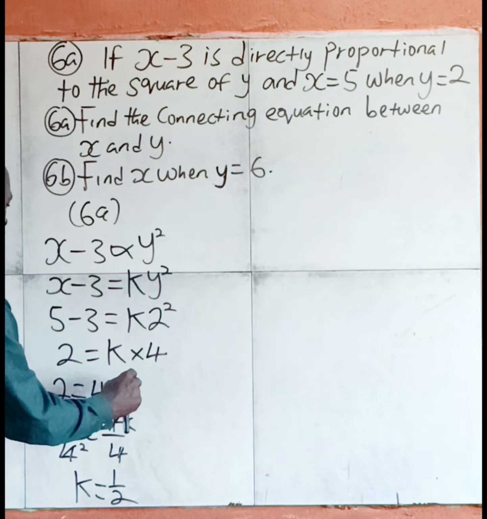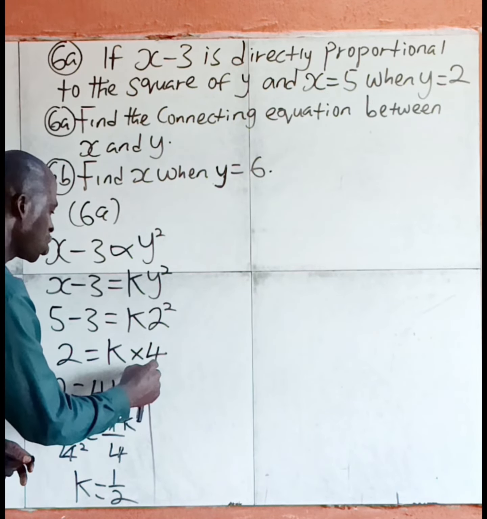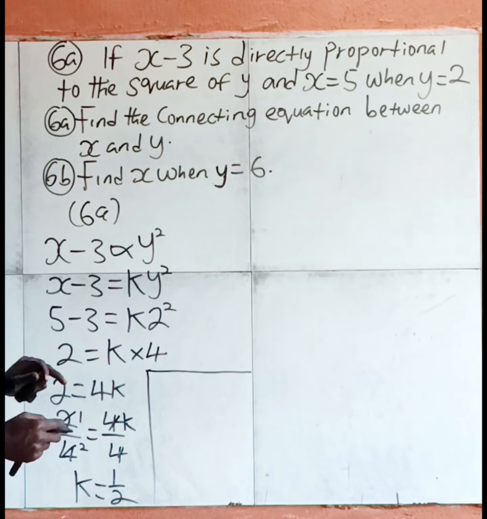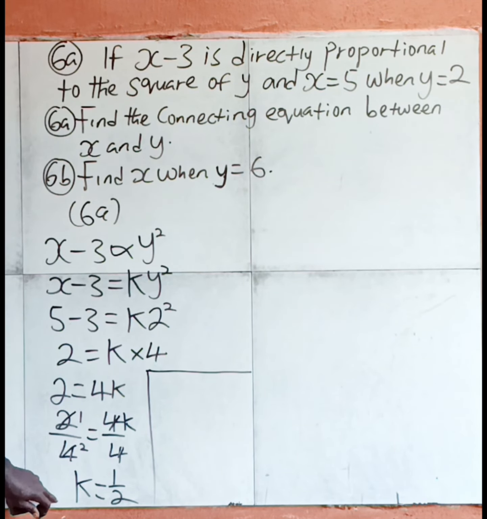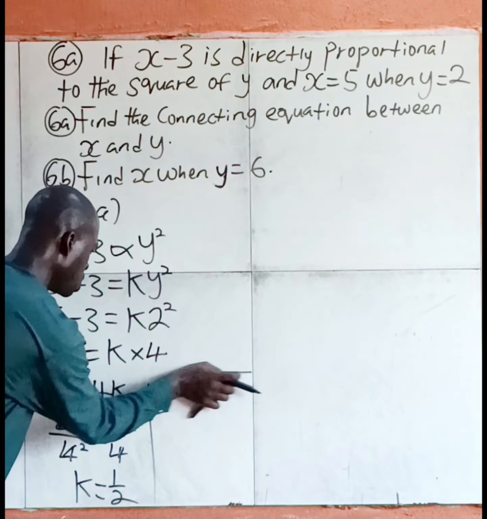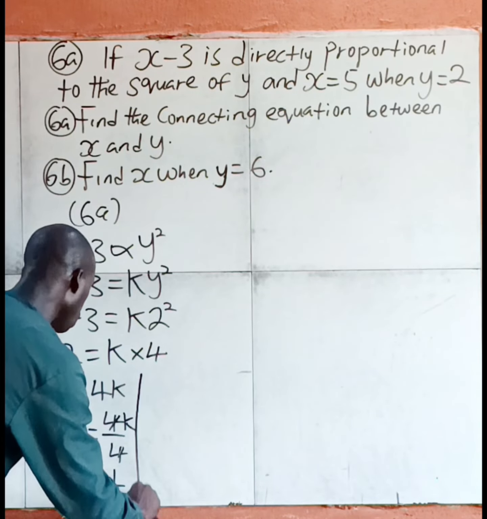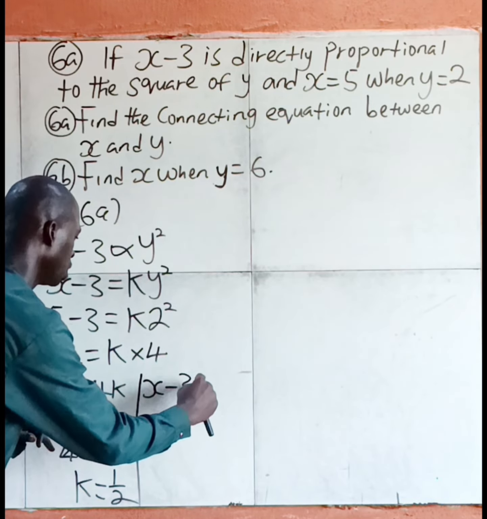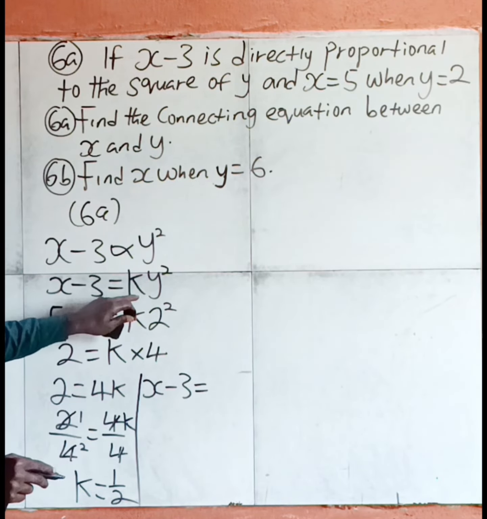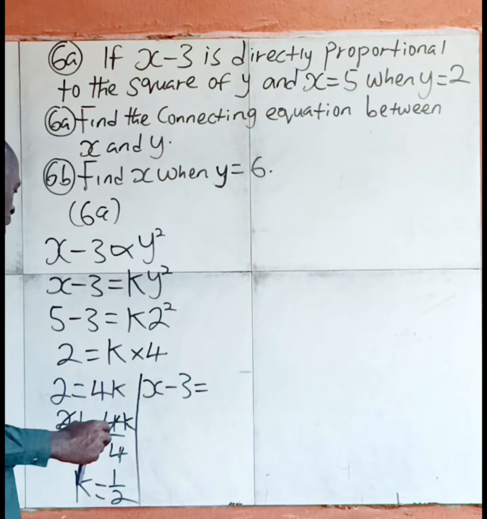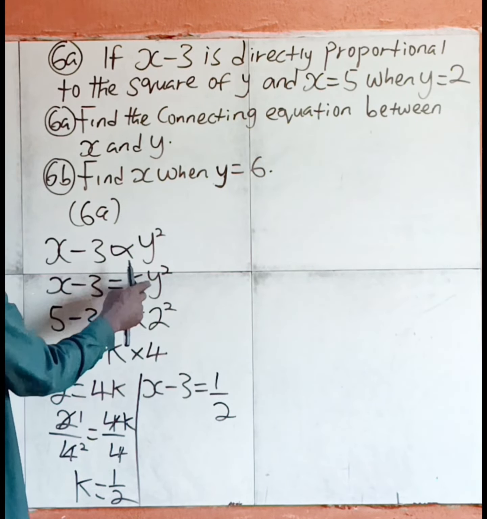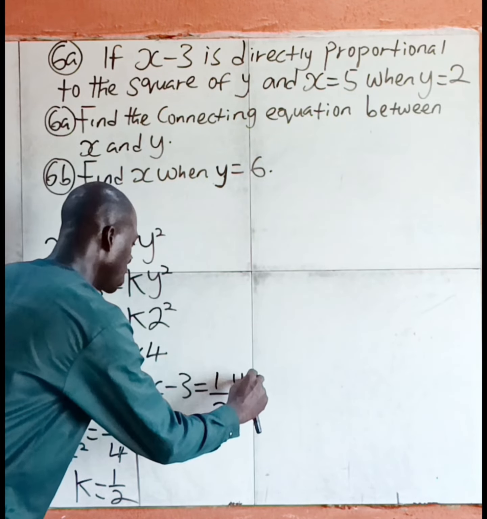Now, with that being said, remember our question. Our question is to find the connecting equation between x and y. To find the connecting equation is very, very simple. You will come to this formula again, which is x minus 3 equal to, anywhere I see k, what do I put? 1 over 2. So this becomes 1 over 2. Then you write your y squared, which is not difficult to do as a student.